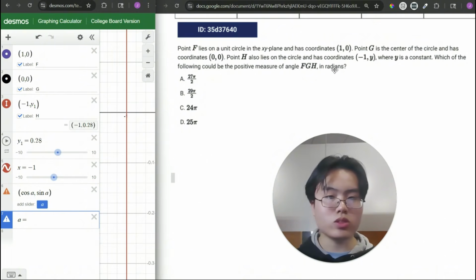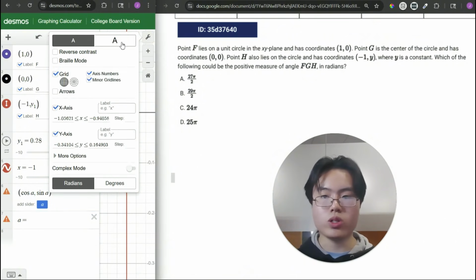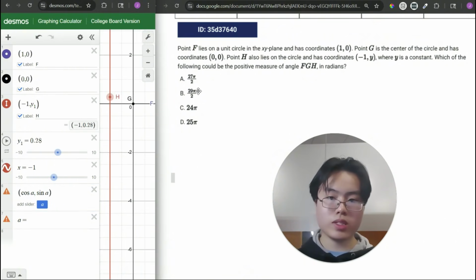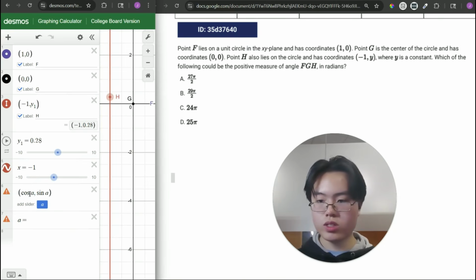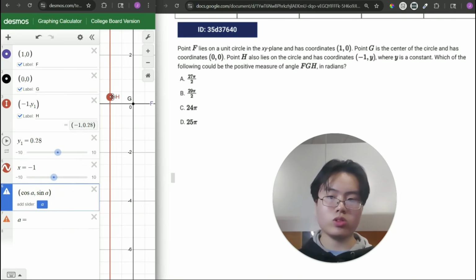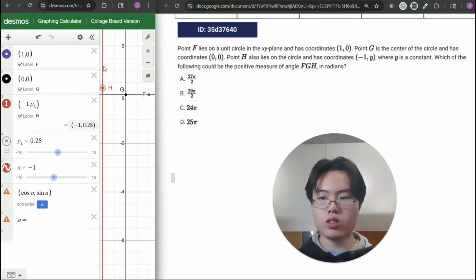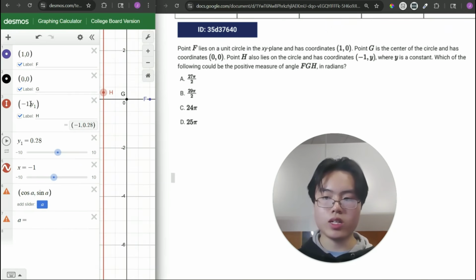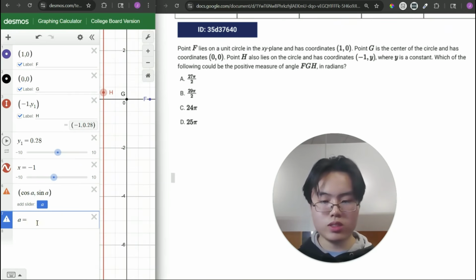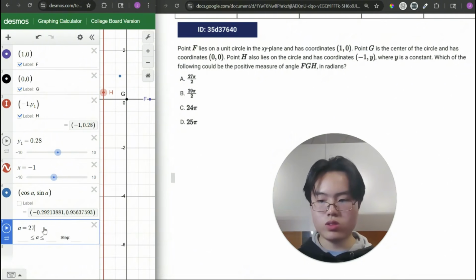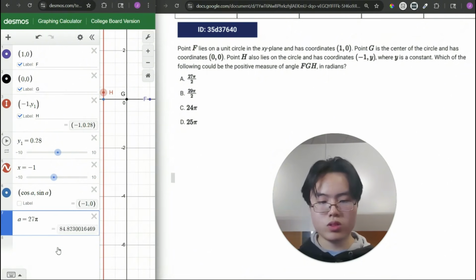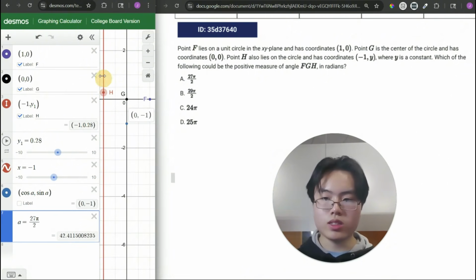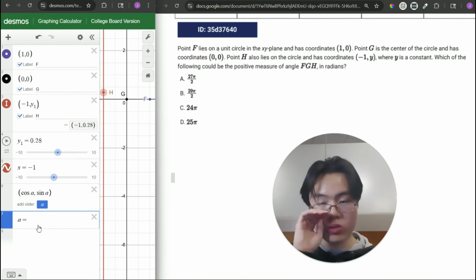And these are in radians, right? So we should make sure we're in radians when working with these. By typing in these answer choices, we're going to get points on the unit circle, and we just need to find which of those points is on this x equals -1 line, because that's what point H has to have. It has to have the x value -1. So let's just type in these answer choices. Negative 27 pi over 2. Okay, that is not on the line, so that's wrong, because that can't be what H equals.